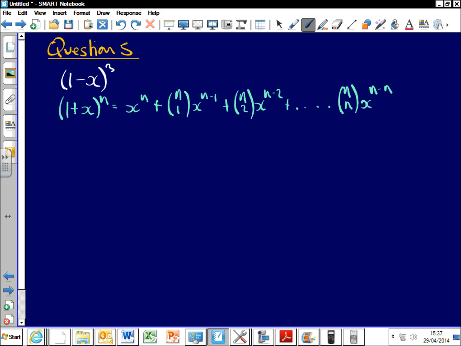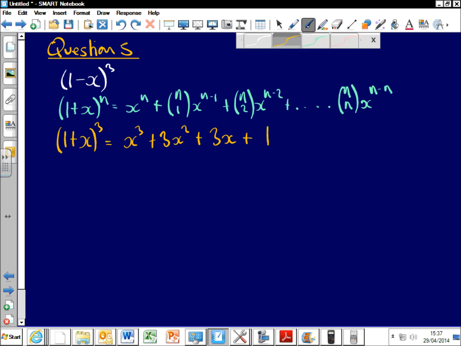So what we're going to do is the expansion of 1 plus x to the power of 3, because that's almost the same as the one we want to do. What we will get is x to the power of 3, and then 3 choose 1, which is just 3, x to the power of 2, and then 3 choose 2, which is 3 again, and then we're going to get 1 on the end. So that's the expansion of that.